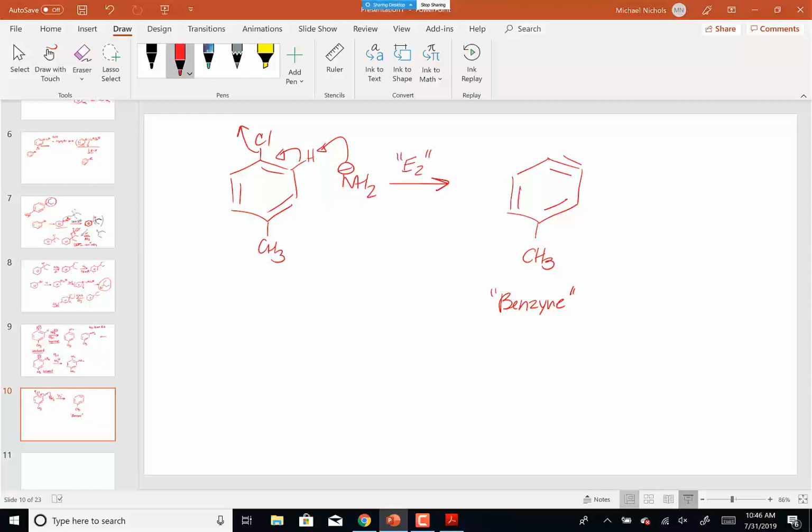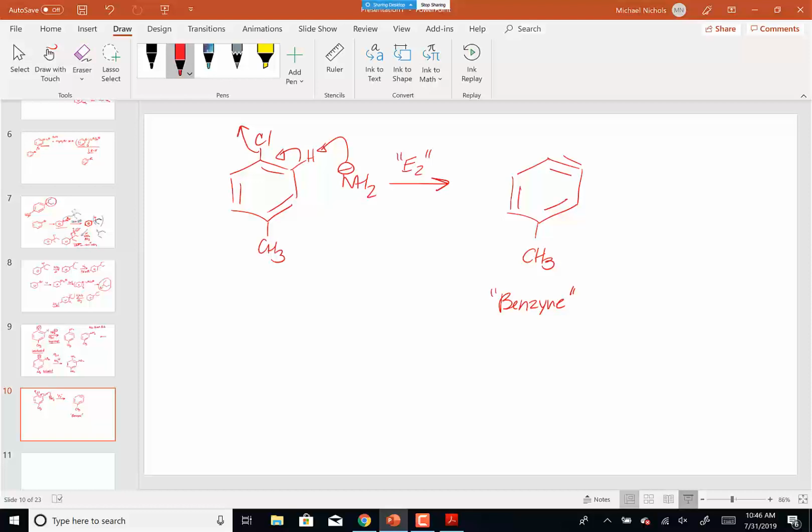The benzyne intermediate has issues. The biggest issue is, what should be the geometry of a triple bond? It should be linear. So putting a triple bond into a six-membered ring is difficult. So this is a really unstable intermediate. But it's kind of the only intermediate that explains how we get para and meta.